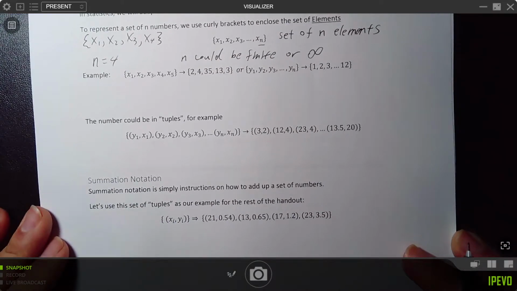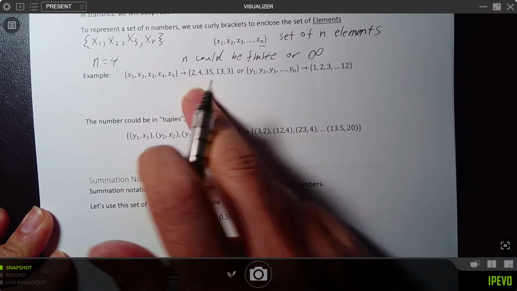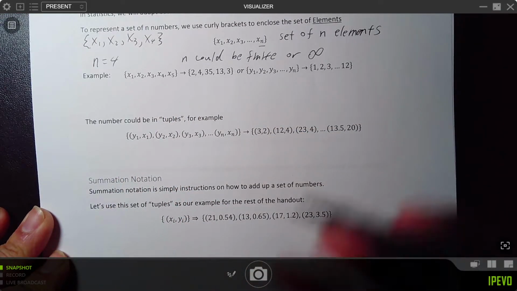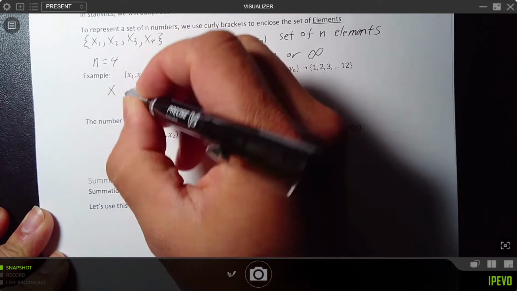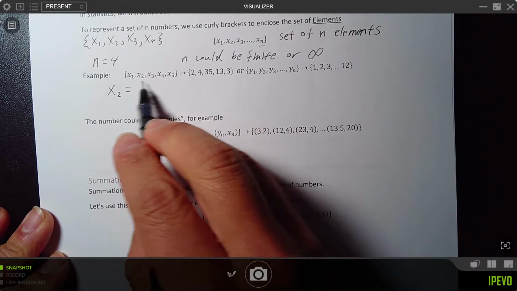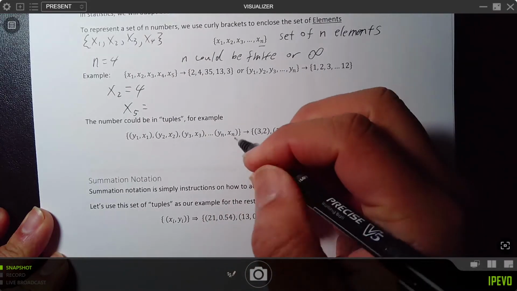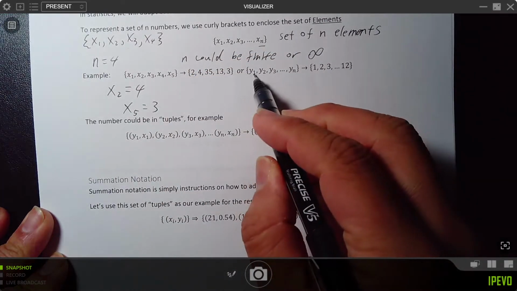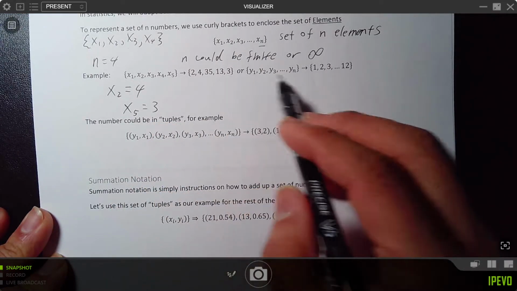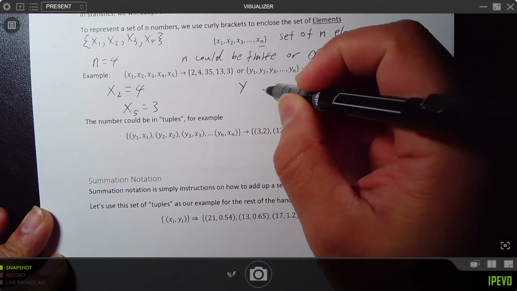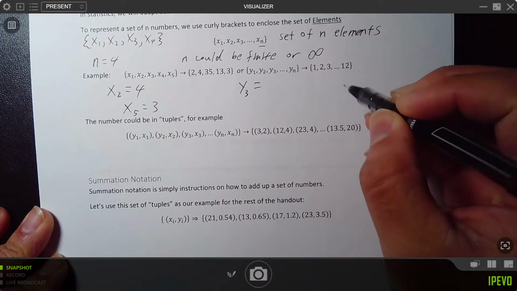For example, here's a set of 5 observations or 5 elements, and correspondingly here are the numbers. You just want to practice reading the set. For example, x2 would be the second element, so that would be 4. x5 would be the 5th element, that would be 3. We can use different letters to represent different variables. This is variable x, this is variable y, so for example, y3 will equal 3.